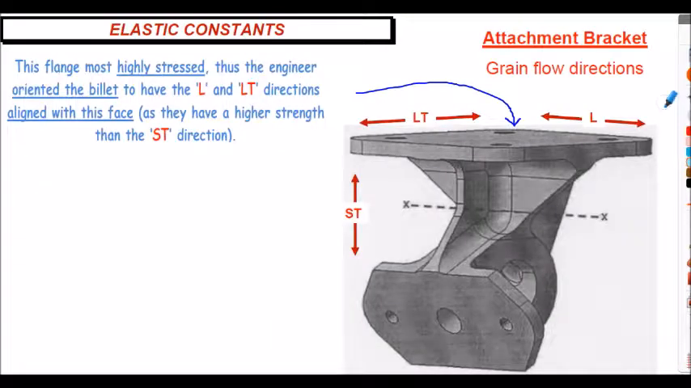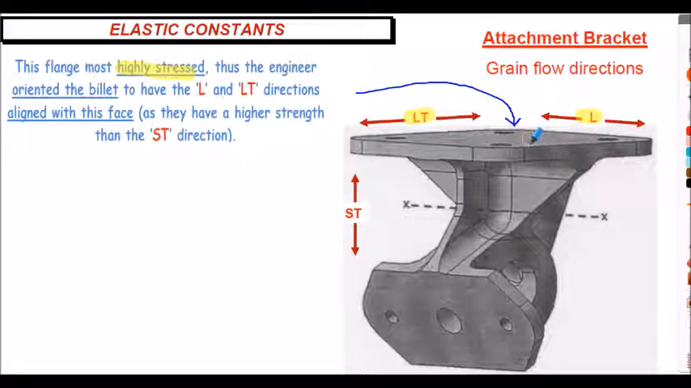And this is just a couple of examples from industry to show how engineers do account for this. This is an attachment bracket for a particular component on an aircraft engine, I think it was, and the most highly stressed flange, which is this top flange here, was designed with the L and the LT directions. This flange here is taking a significant load compared to the lower flange here. So the engineers designed this so that the L and the LT directions, which are the stronger directions for the material property, are withstanding the highest loads that have been applied on this top flange.